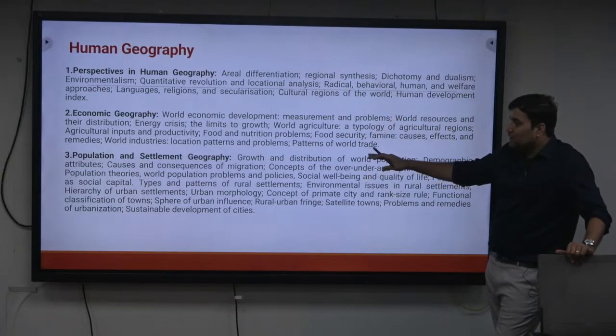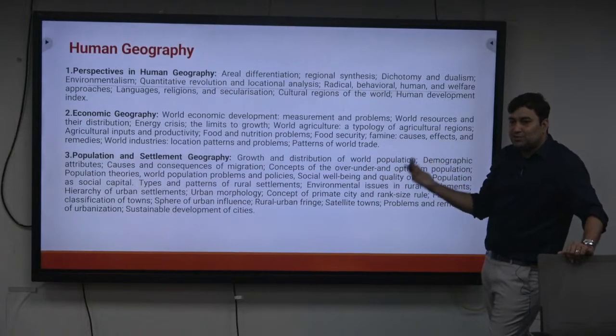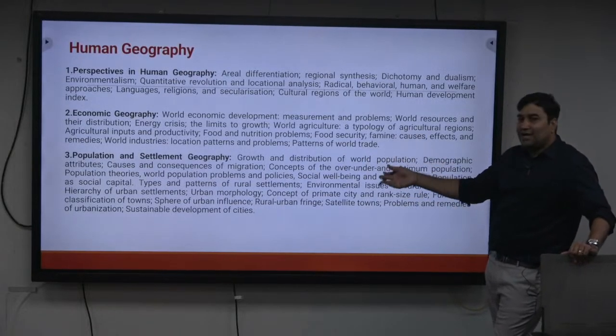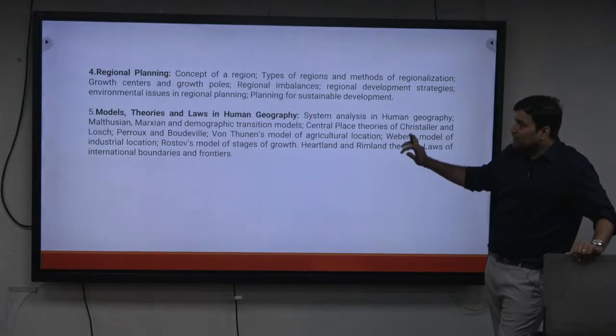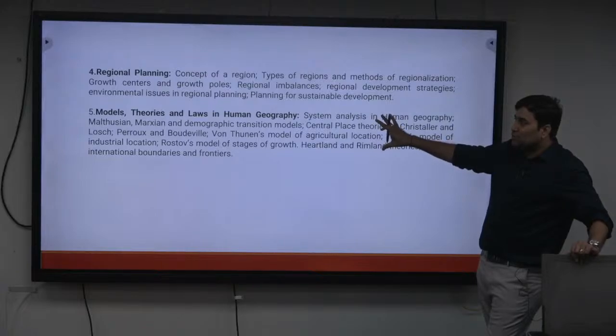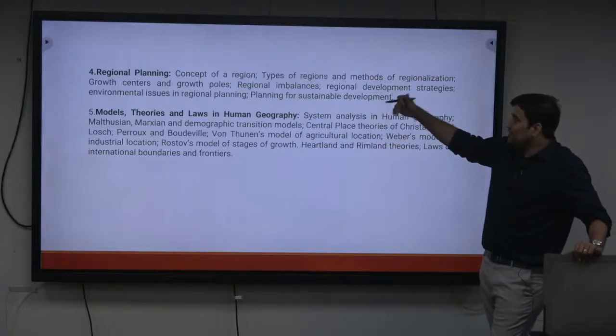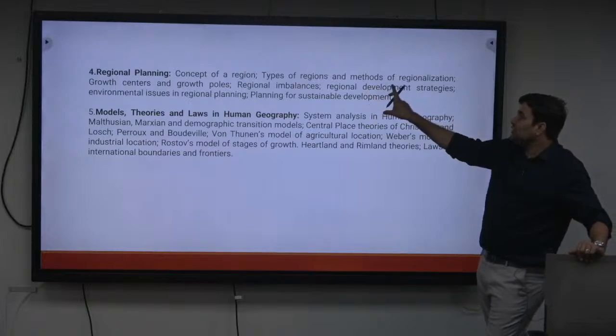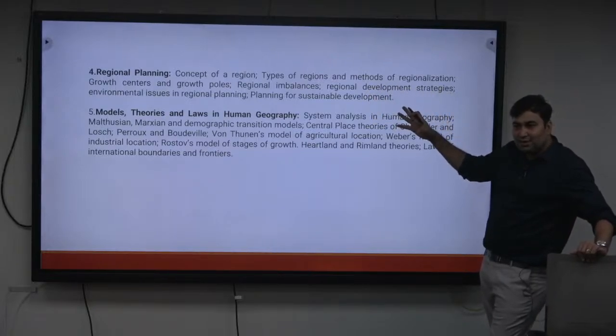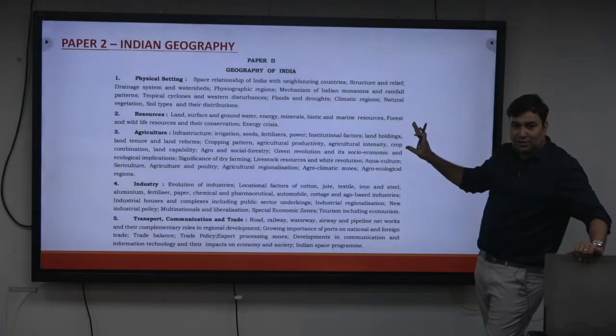After that, population and settlement: growth and distribution of the world population, where which type of population is, why, demographic attributes and so on. Correct? Settlement may be the same, only the thinkers are there. Models, theories and laws in human geography, regional planning. Why is there regional imbalance? Then types of regions, what we are going to do, how we are going to do regional development strategy, how we are going to plan the regional planning. Correct? Do you understand this?